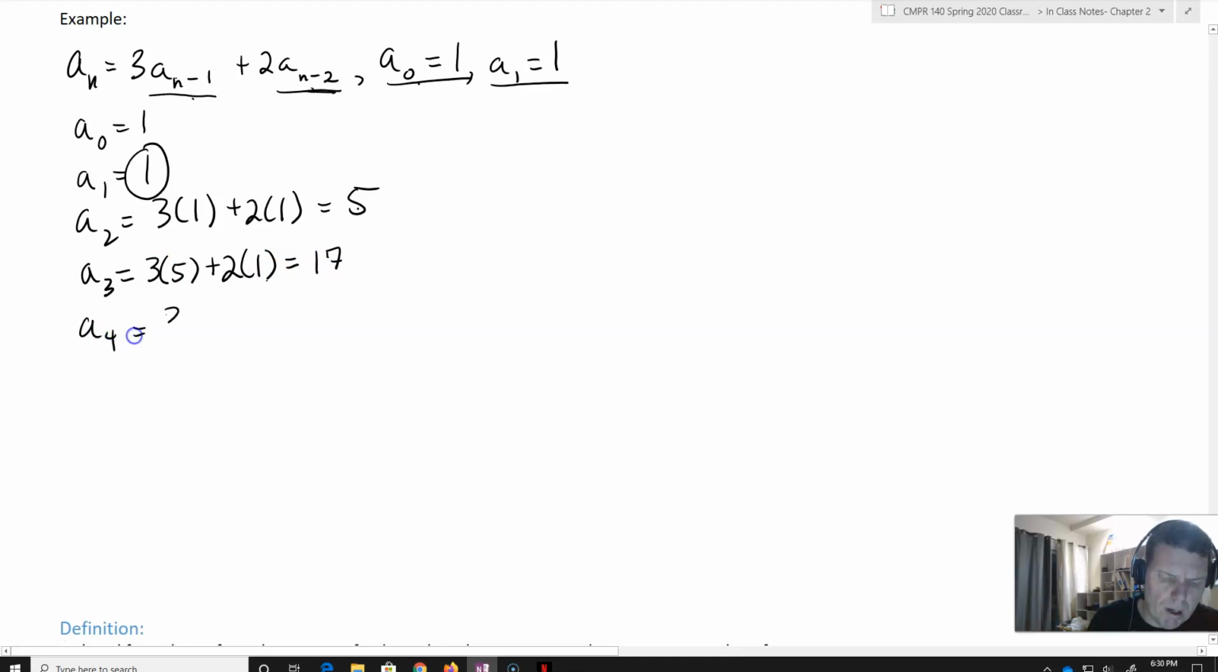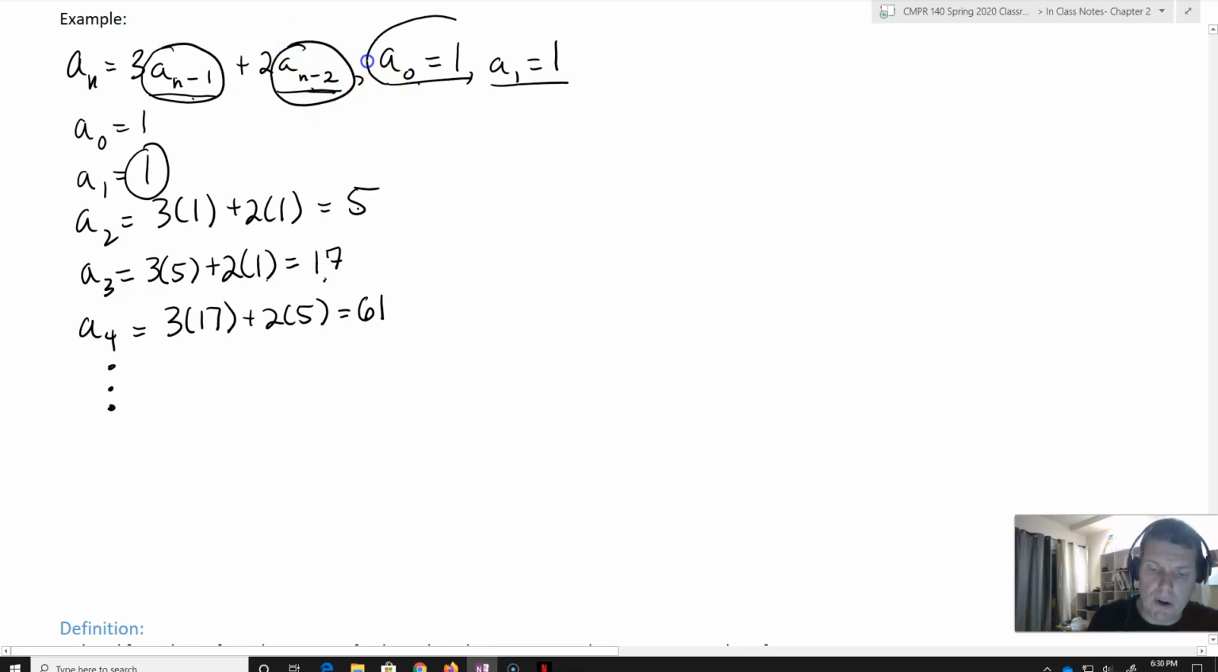A4 is then going to equal 3 times 17, right? Because that's the previous term, plus 2 now times 5. So 3 times 17 is 51, plus 2 times 5 is 61. Okay? And so on and so forth. All right? In this case, we're going to define our recurrence relation using two previous terms. And in order to do that, I'm going to need two initial conditions, right? The first and the second term, right?